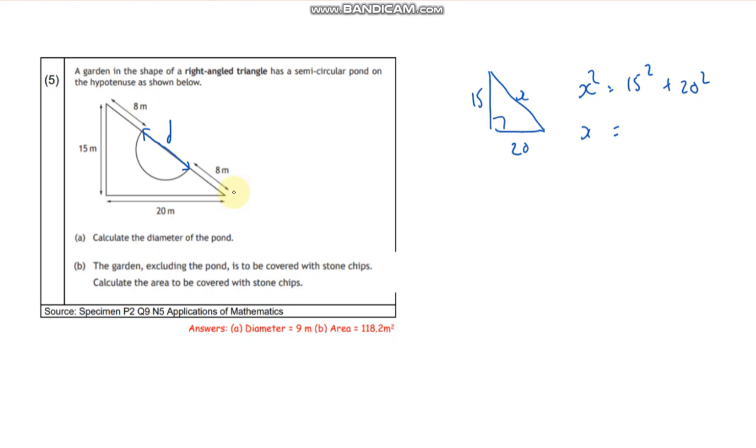So you don't need the calculator for this one. That's 225, 400. So x squared is 625. The square root of 625 is going to give you 25. But on the calculator, you can work that out. But yeah, if the whole thing's 25, then you're saying, right, that's 25, and I'm looking for this dimension.